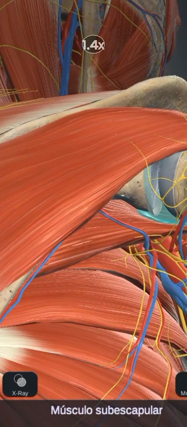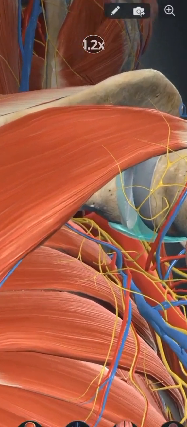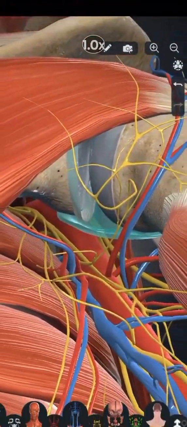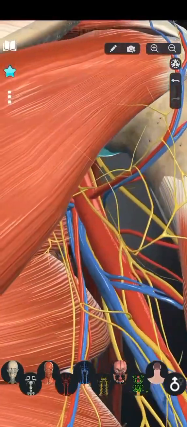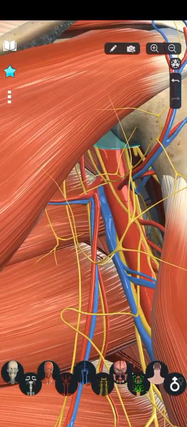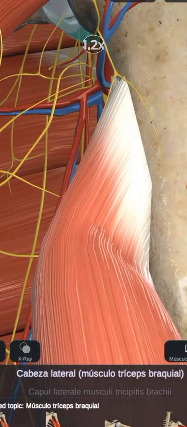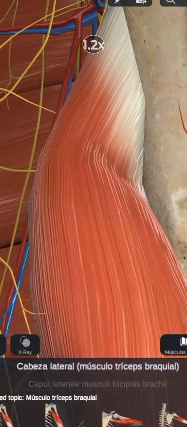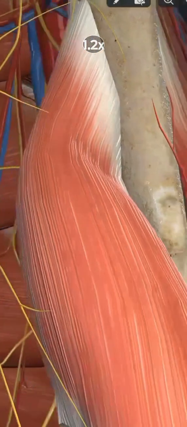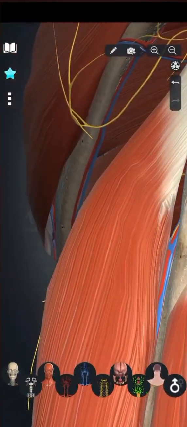Axillary lymph nodes. The axillary lymph nodes are another essential component of this region. They are responsible for draining lymph from the upper limb, the thoracic wall, and particularly the breast. These lymph nodes are organized into groups, including pectoral, subscapular, humeral, central, and apical nodes.